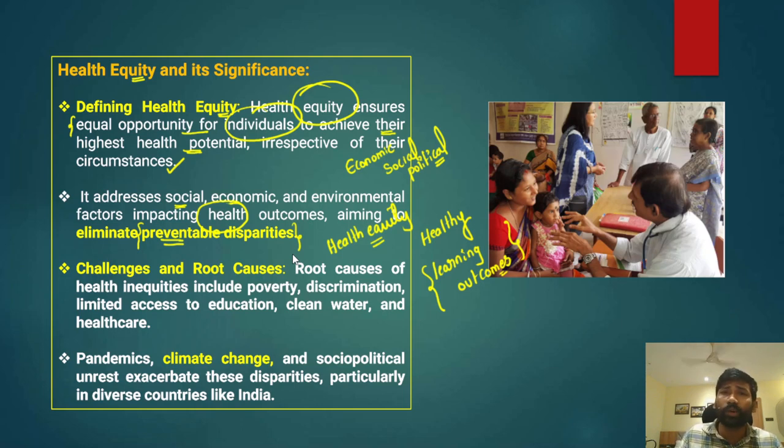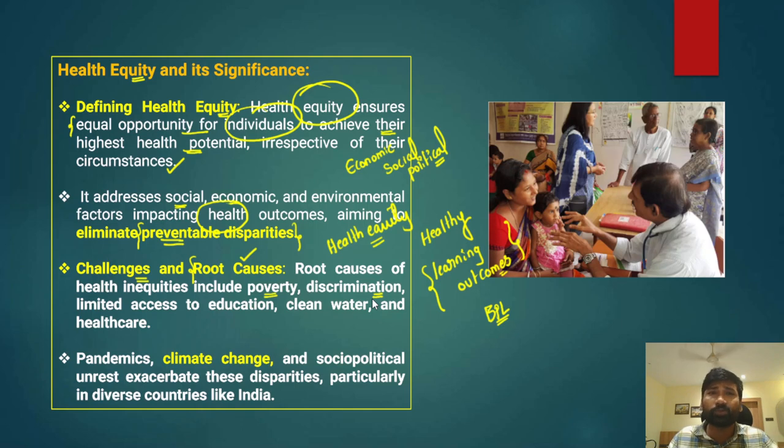However, in order to ensure health equity, there are certain challenges, and we will also try to understand the root causes of those challenges. What will be the major challenges when we talk about ensuring health equity among the people? For example, we can very often talk about people who are below the poverty line. Poverty in general is one of the causes of lack of health equity or poor health among the people. After that, discrimination is also one of the reasons.